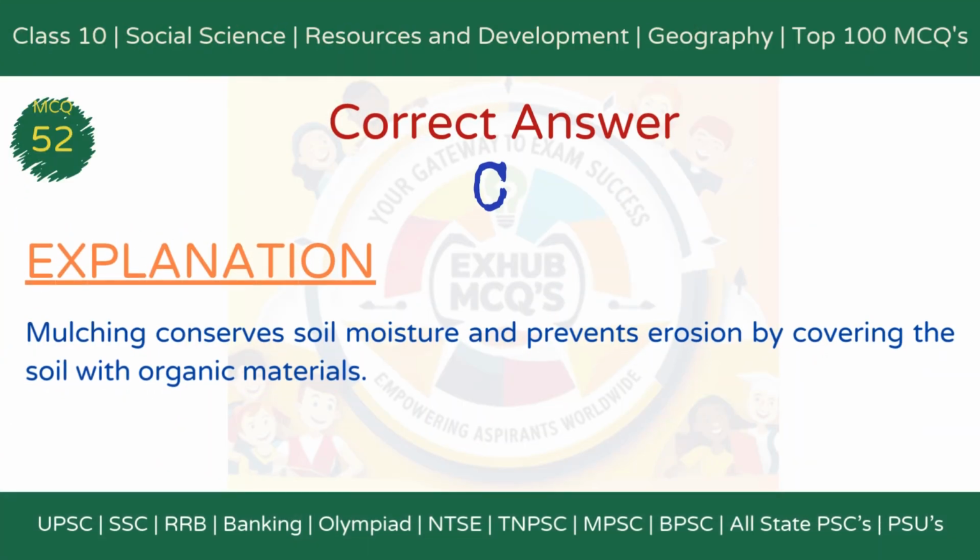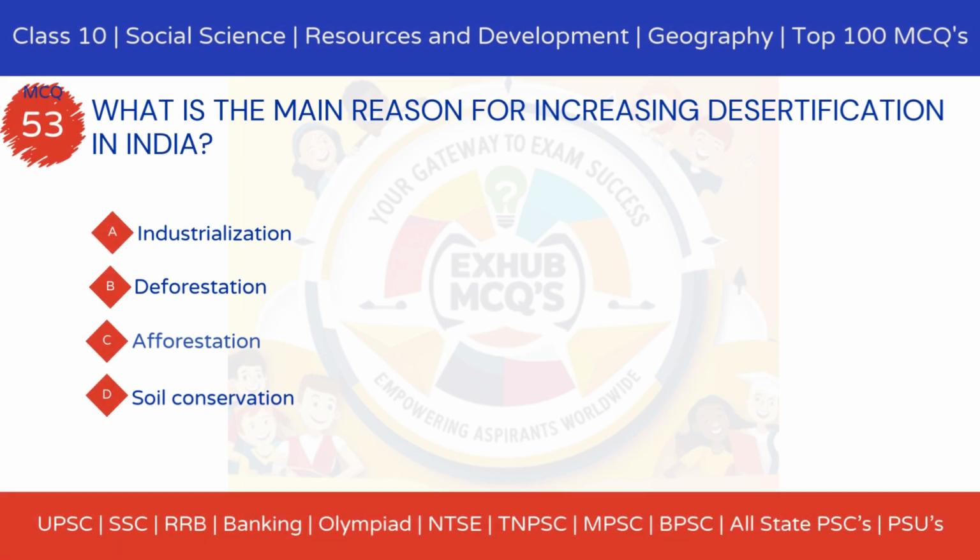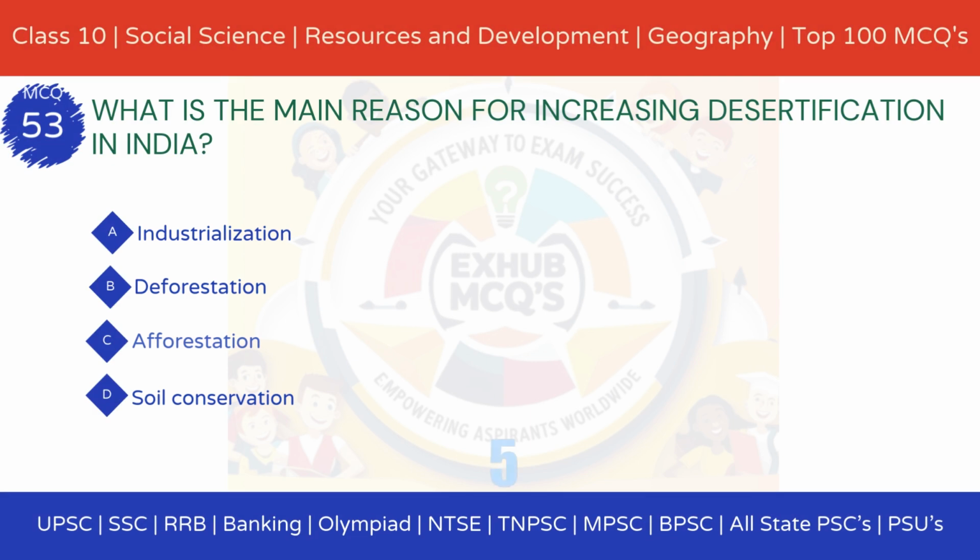The correct answer is option C, mulching. Explanation: mulching conserves soil moisture and prevents erosion by covering the soil with organic materials. MCQ 53, what is the main reason for increasing desertification in India? Option A, industrialization. Option B, deforestation. Option C, afforestation. Option D, soil conservation.